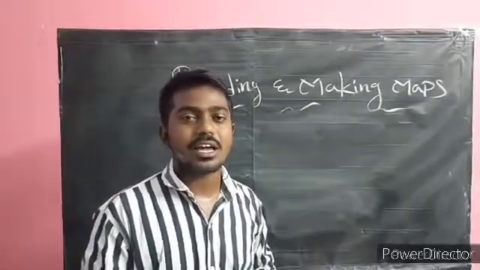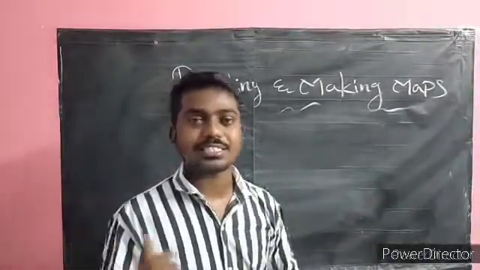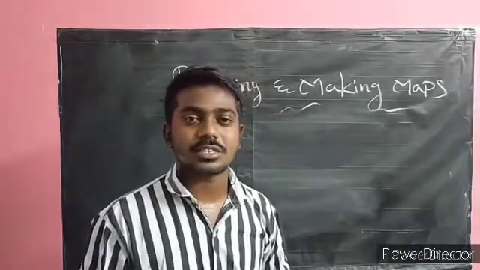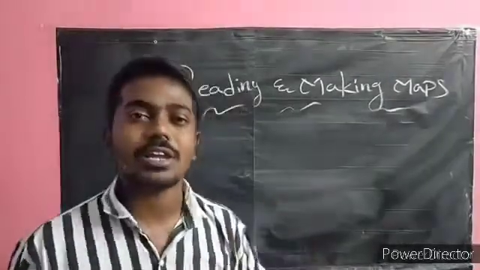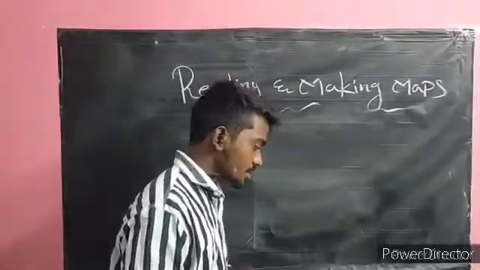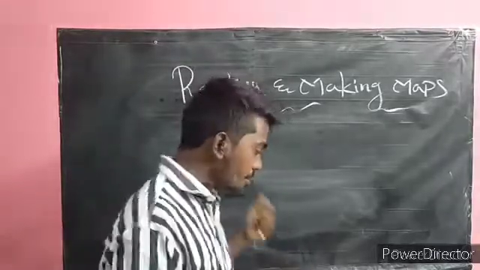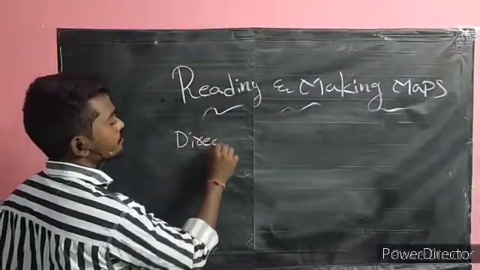Okay, I told you about north, south, east, west, and I told you about its corners also: northeast, northwest, southeast, southwest. You have to fill in those maps. Okay, you have to fill in those blanks. Come to the next topic, directions on a map.